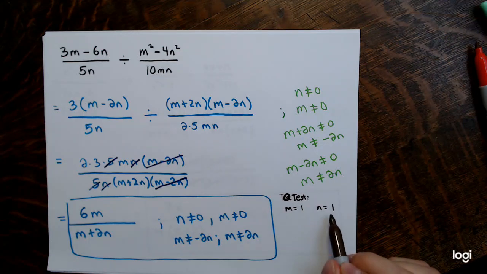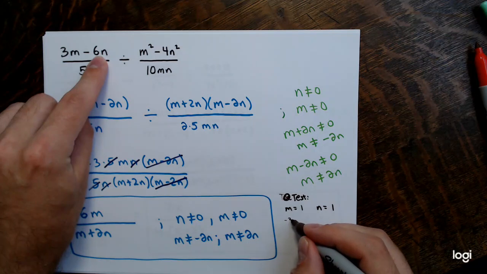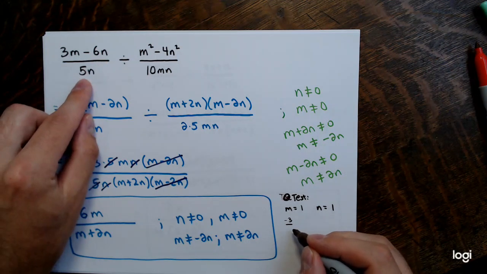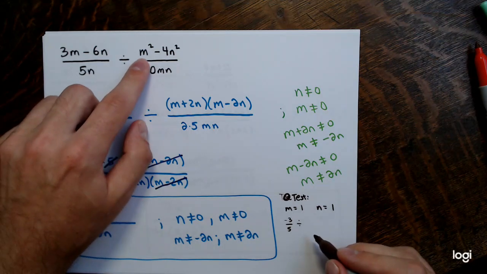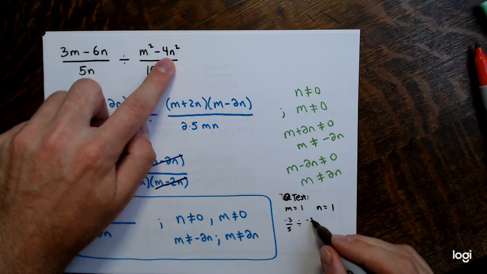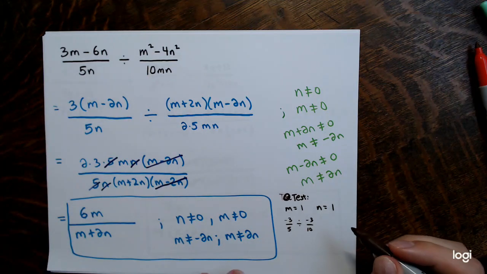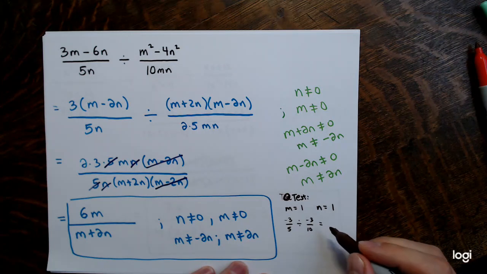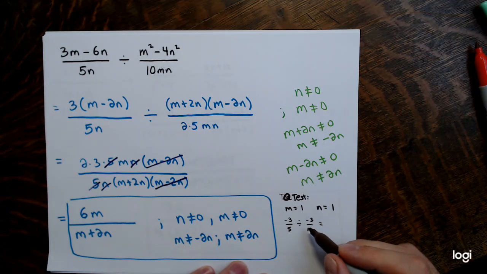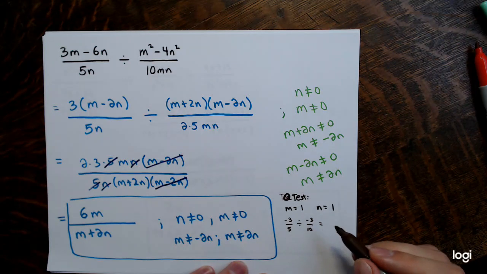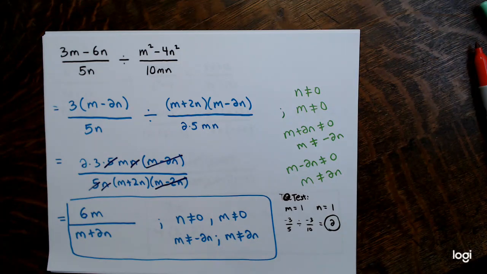If m is 1 and n is 1, let's see, 3 times 1 minus 6 times 1, that'd be 3 minus 6, which is negative 3, divided by 5 times 1, which is 5. And then I have divided by 1 minus 4, so negative 3 again, divided by 10 times 1 times 1, or 10. And can you see how if I flip this, this would be times 10 over negative 3. The negative 3s would cancel. I'd be left with 10 over 5. This is 2.